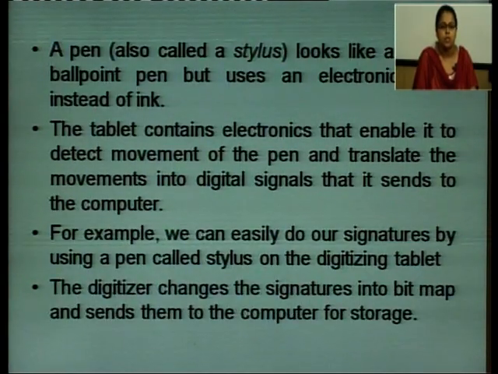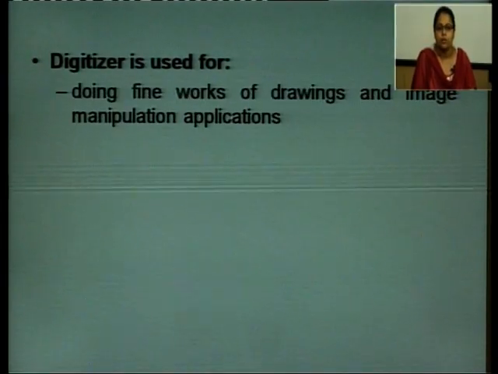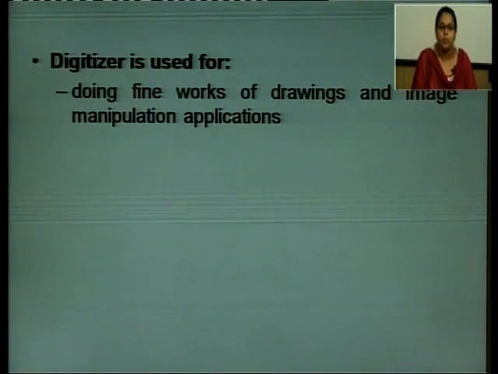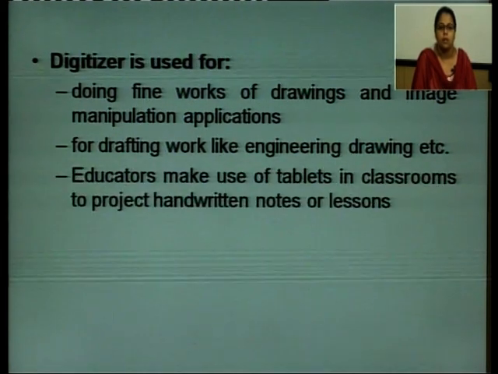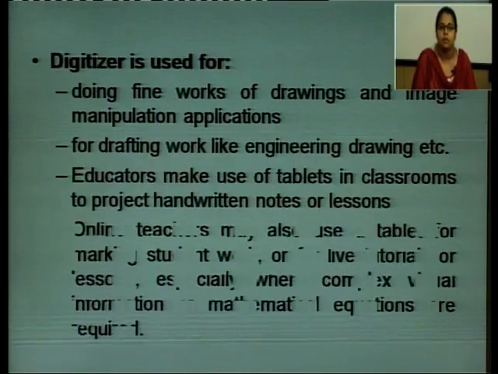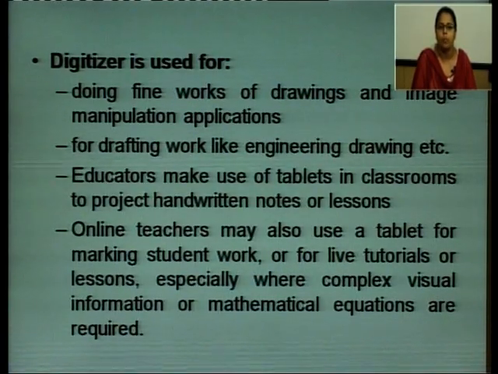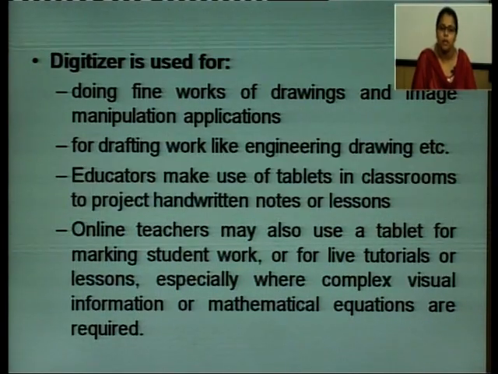The digitizer changes the signatures into a bitmap and sends them to the computer for storage. That is, it converts the signatures into the binary form and then sends them to the computer for storage. A digitizer is used for doing fine works of drawings and image manipulation applications, for drafting work like engineering drawing. Educators make use of tablets in classrooms to project handwritten notes for lessons. Online teachers may also use a tablet for marking student work or for live tutorials or lessons, especially where complex visual information or mathematical equations are required.